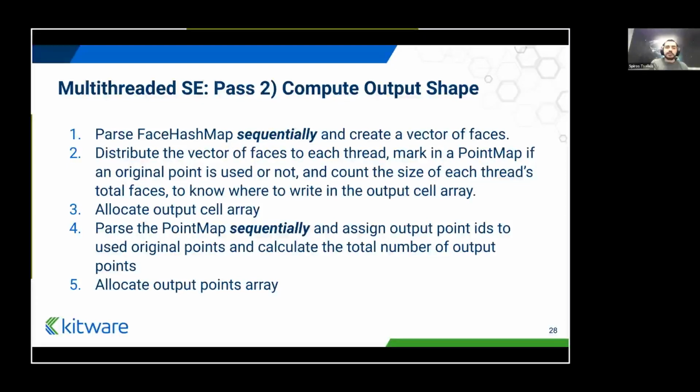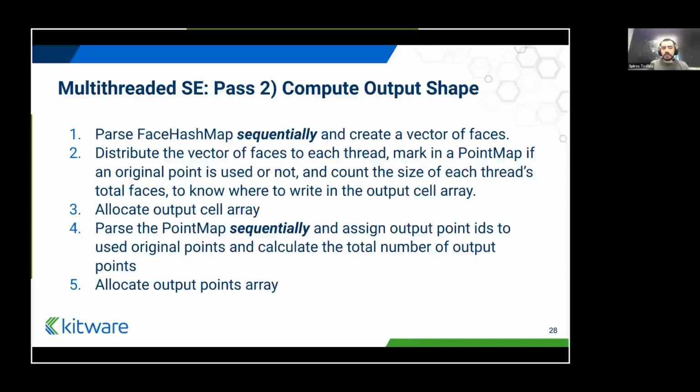So we mark the original point that is used or not, and we also count the size of each thread's total faces to know where to write in the output cell array. Then we allocate the cell array only once. We don't need to do any kind of reallocation. We parse the point map sequentially to assign the output point IDs versus the original point IDs and calculate the total number of output points.